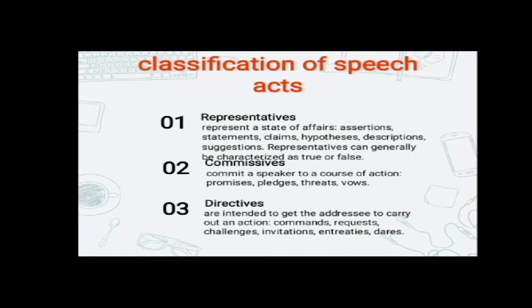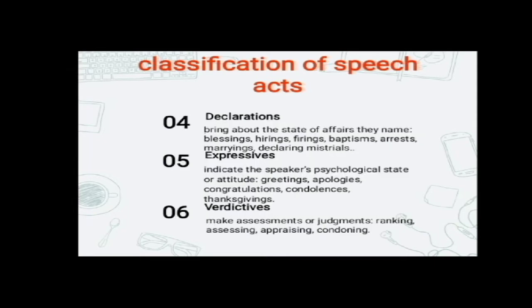Second is commissives. They commit a speaker to a course of action: promises, pledges, threats, and vows. Third is directives, which are intended to get the addressee to carry out an action: commands, requests, challenges, invitations, entreaties, or dares. The fourth one is declarations.